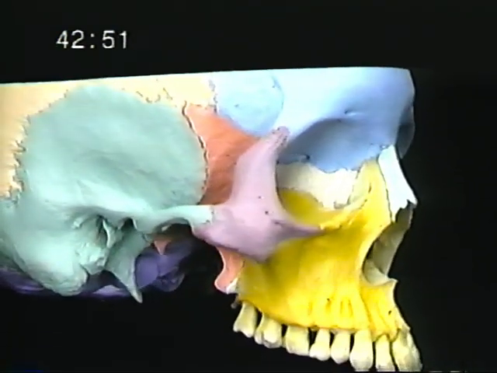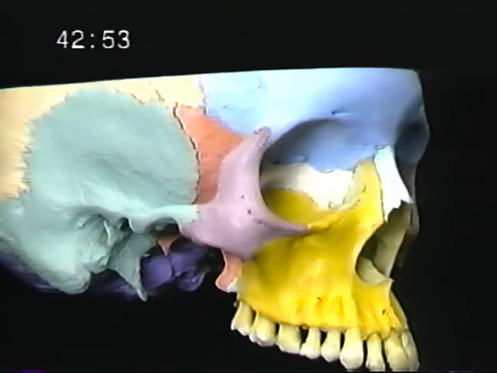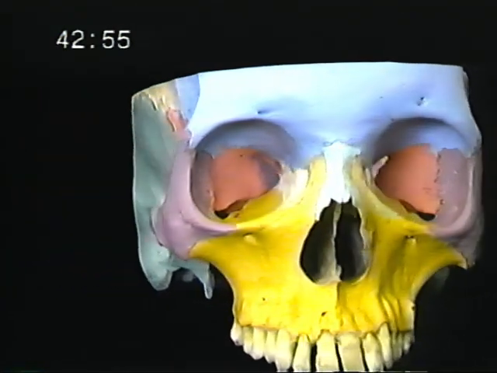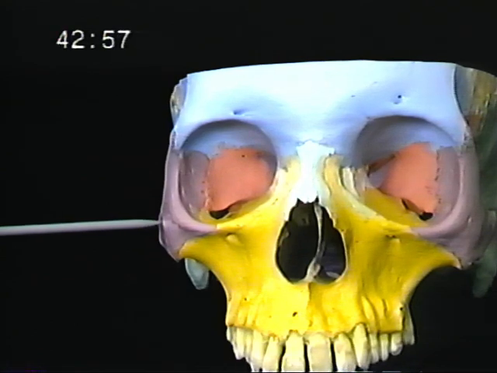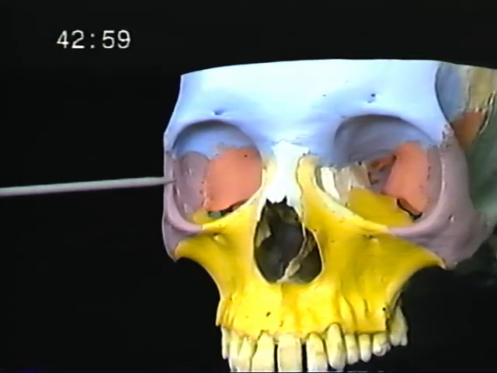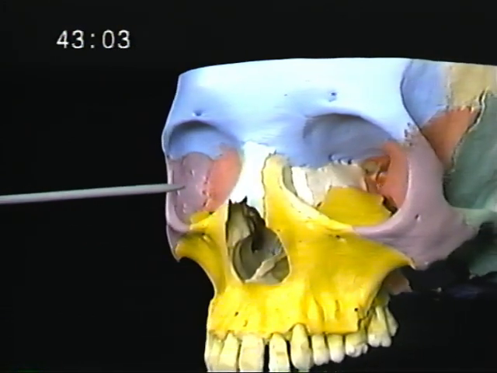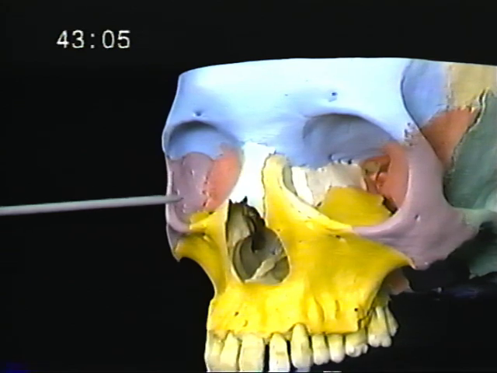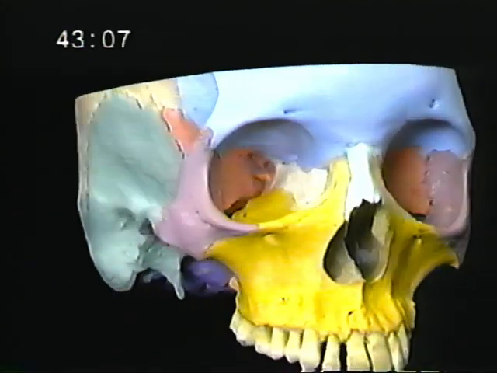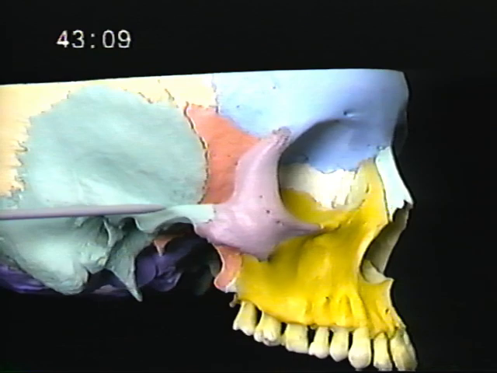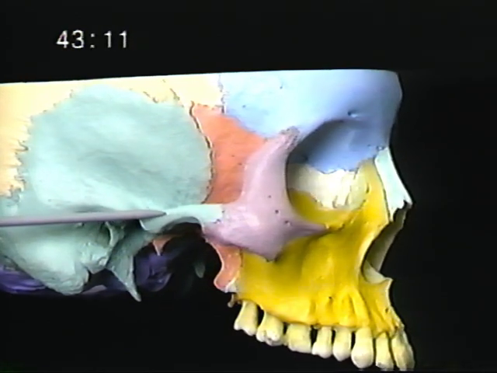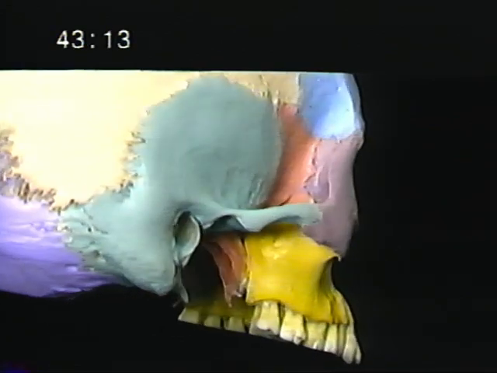Next, we'll look at the zygomatic bone. The zygomatic bone forms the bony prominence of the cheek. It also forms the lower lateral part of the orbital margin and this part of the lateral orbital wall. The zygomatic bone extends backward to meet the zygomatic process of the temporal bone, forming the zygomatic arch.